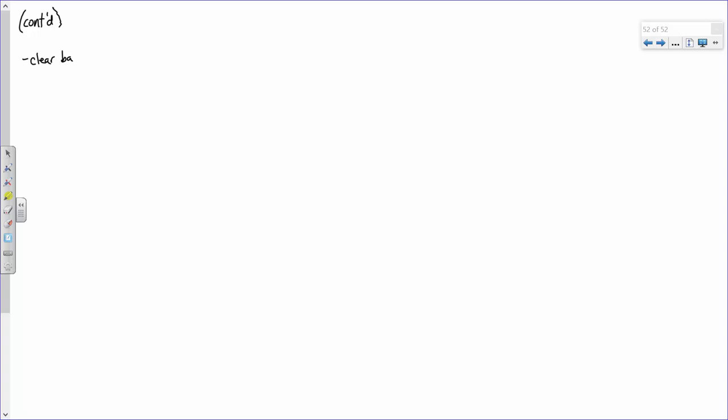Clear bar spacing. Now, this is clear bar spacing along a given length of time. Okay. Now, I'm going to draw myself a little diagram to sort of explain what's going on. So I'm going to try and color code it a bit.